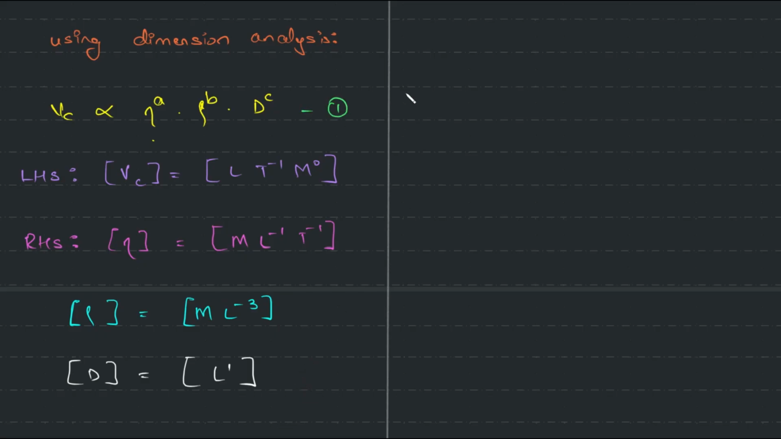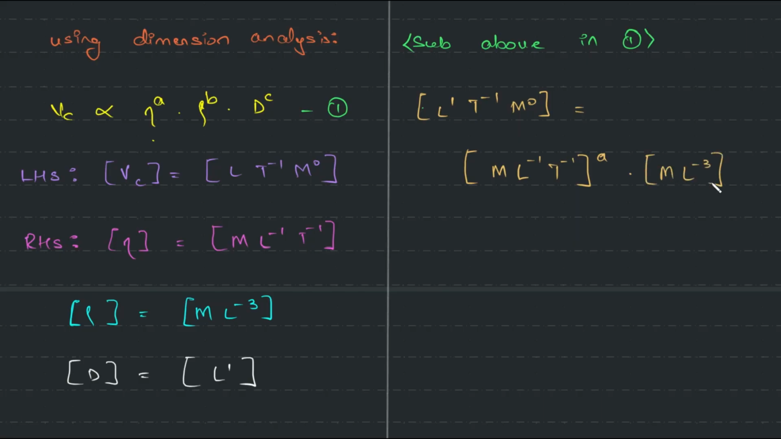Now, let's substitute all of this into equation 1. Substituting the above in 1, what we have here is L1 T minus 1 M naught is equal to M L minus 1 T minus 1 to the power of A times M L minus 3 to the power of B times L to the power of C. So when you compare and solve it, on comparing, you will get equations.